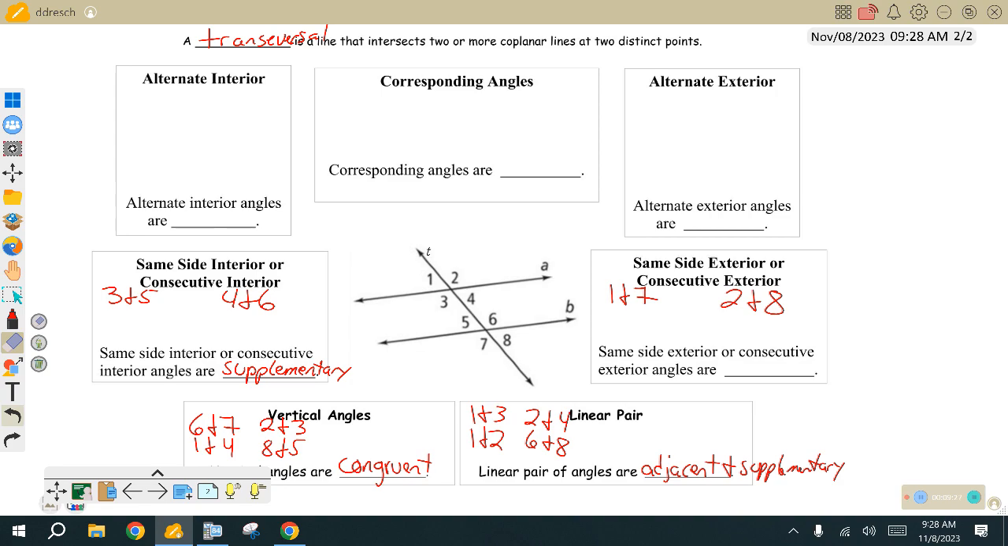Same side, interiors or exteriors, it's going to be that same relationship. If we measured them out, they're not going to be congruent. There's one exception to that rule, but the other rule is that they would also turn out to be supplementary. Same sides always turn out to be supplementary.